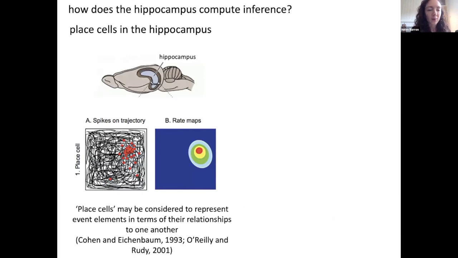Firstly, we know from many rodent studies that there are place cells in the hippocampus. These are cells that fire in a preferred spatial location of an environment. We can think of these as just representing space, but we might also think of these cells as representing the different elements, or the relationship between different elements or stimuli, that they observe at a particular point in space. So we might think of these cells as providing a conjunctive code.